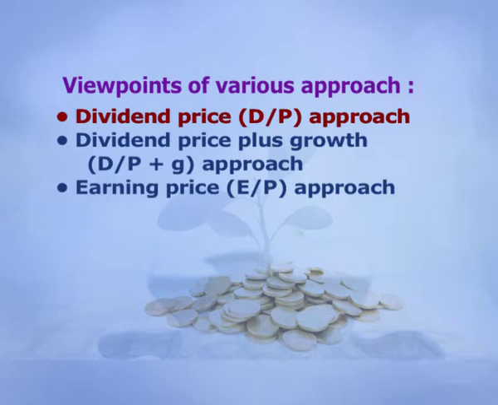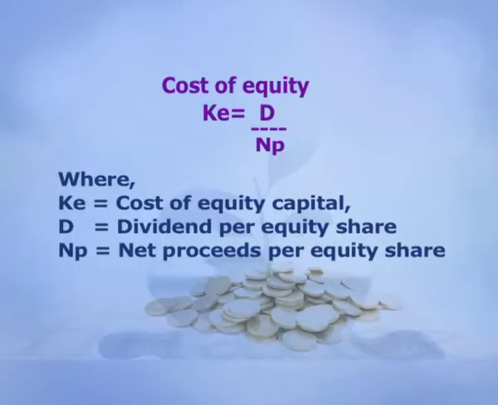Let us discuss the dividend price approach first. The cost of capital, or we can say cost of equity capital, will be that rate of expected dividend which will maintain the present market price of equity shares. Cost of equity, that is KE, is denoted by D divided by NP, where KE is cost of equity capital and D is dividend. NP is net proceeds of an equity share.